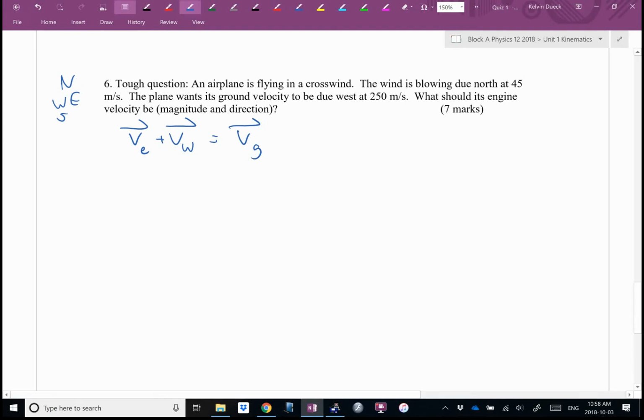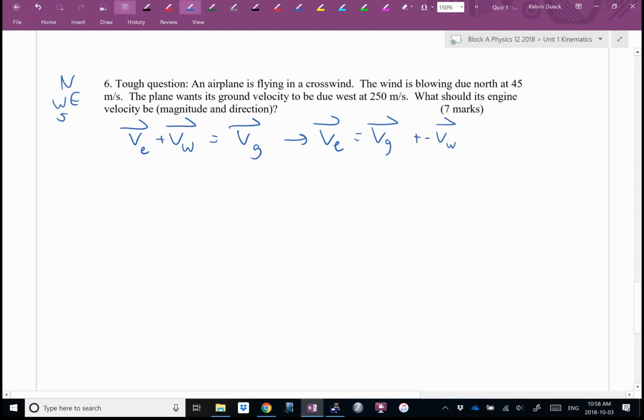If I was doing this using vector mathematics, what am I trying to find? Engine velocity. How would I get the VE by itself in this equation? So the engine velocity, did you say subtract? Say yes. Yeah, I did. So you're saying it's that, except how do I subtract vectors? I don't.